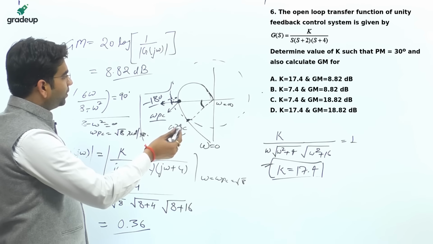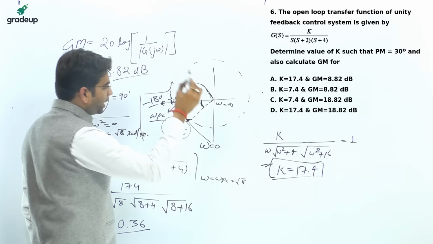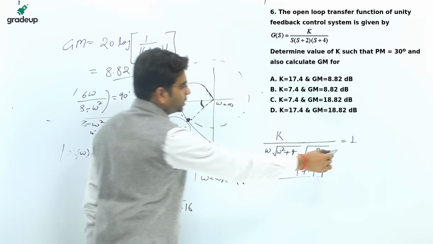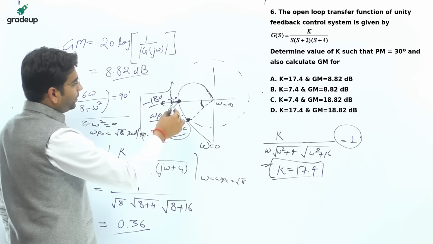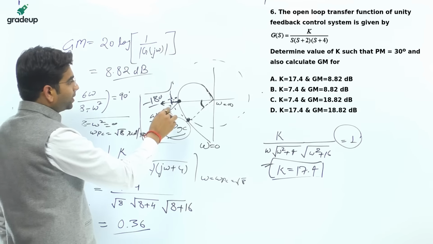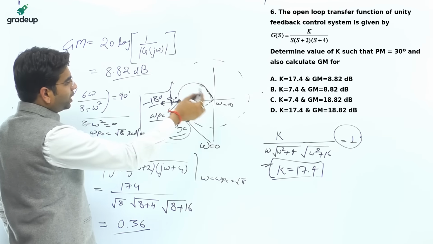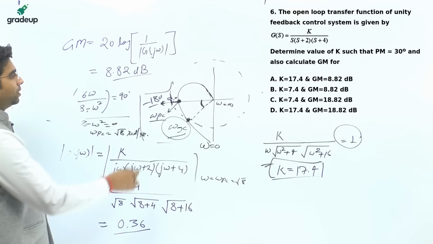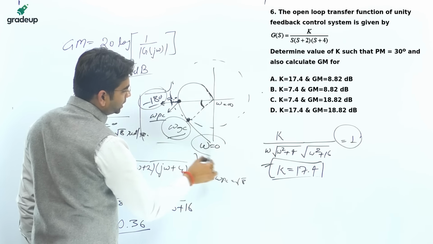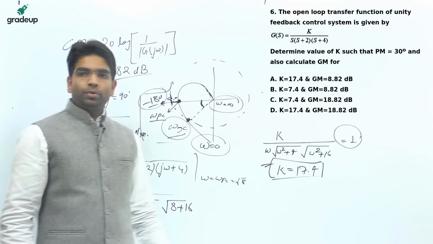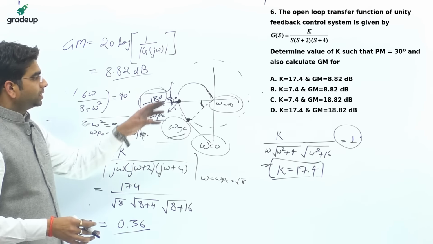You have to be very much clear that if it is given the gain crossover frequency, the gain has to be 1, which we substituted here. And if it is asking about the phase crossover frequency, then we have to calculate the gain margin, and the value is minus 1 plus j0. Polar plot starts from omega equal to 0 to omega equal to infinity. So you have to be very much familiar with all these.